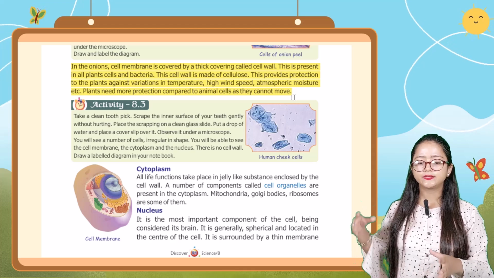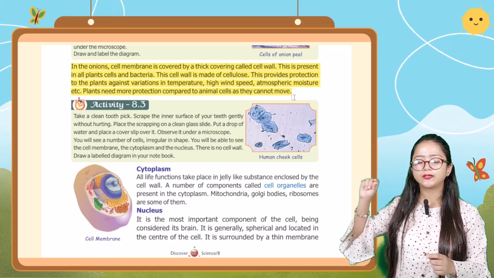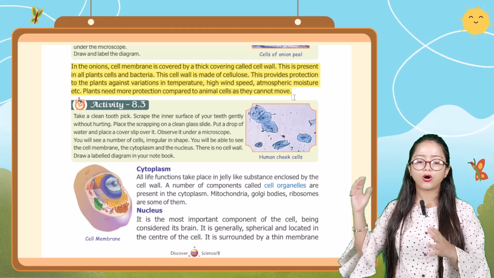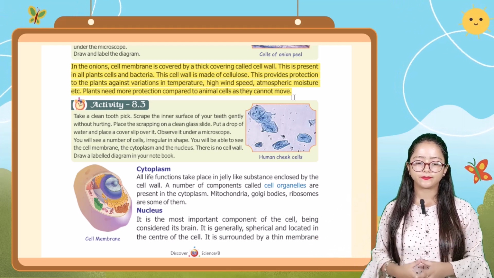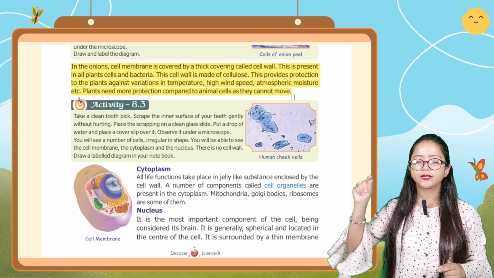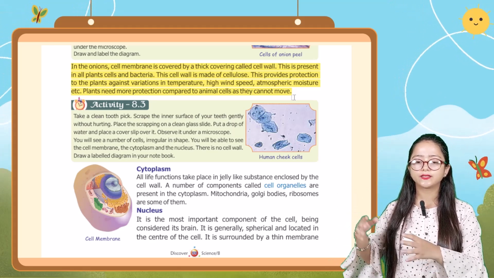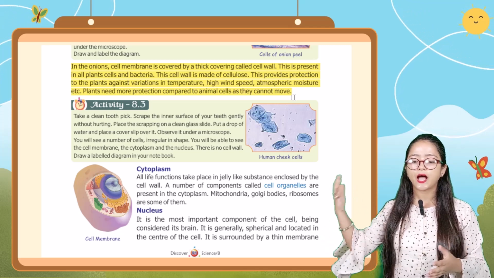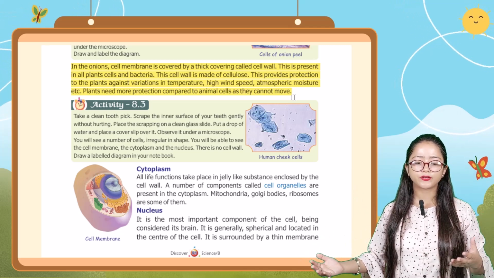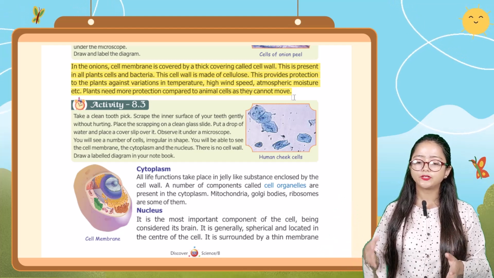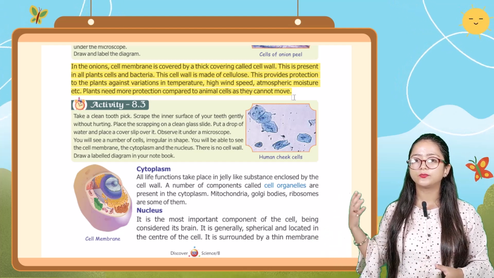In onions, the cell membrane is covered by a thick covering called the cell wall. This is present in all plant cells and bacteria. The cell wall is made of cellulose. This provides protection to the plants against variation in temperature, high wind speed, atmospheric moisture, etc. Plants need more protection compared to animal cells as they cannot move.